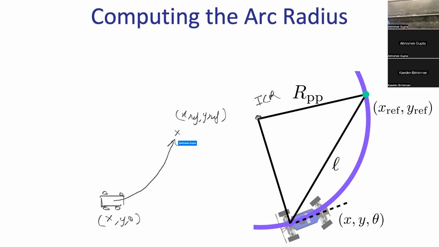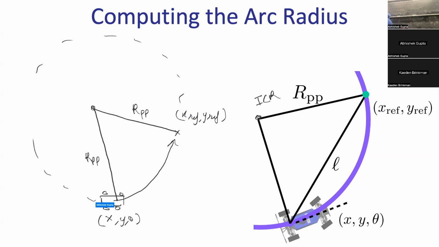Now, to do that, you're going to have an instantaneous center of rotation, right? So let's pick the instantaneous center of rotation a little more pronounced than in this figure. You can think of this as your instantaneous center of rotation. This is R_PP, right? You can think of it like a circle. Okay. Now let's draw a right angle here, right? So this is going to be 90 degrees.